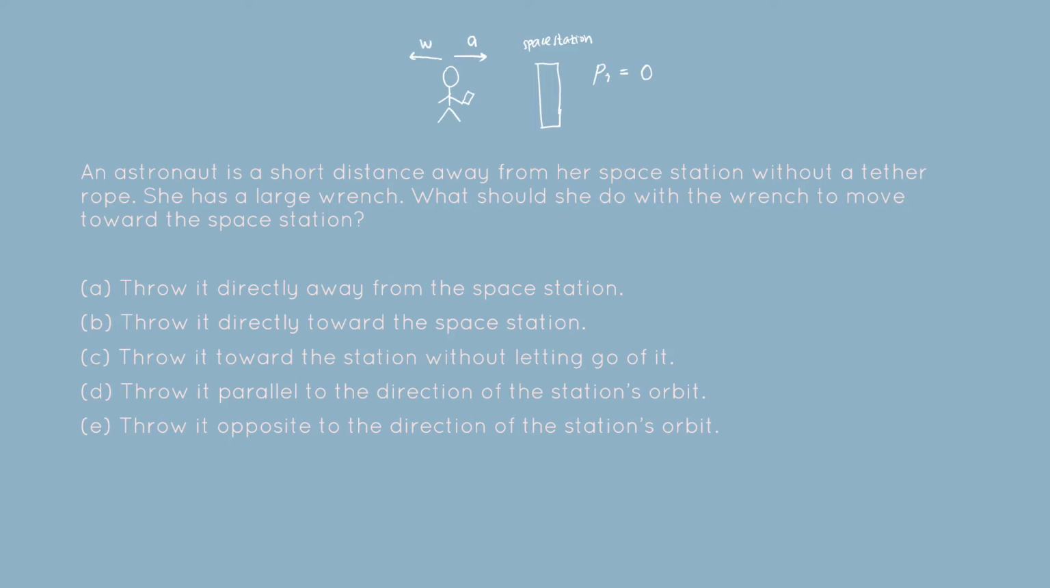So this is the only way where the conservation of momentum will hold. Right, since this is an isolated system, there are no net external forces acting on the astronaut-wrench system.